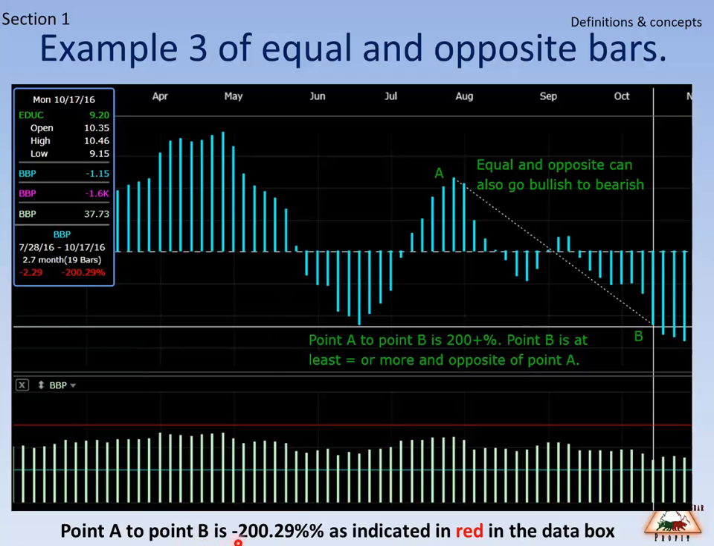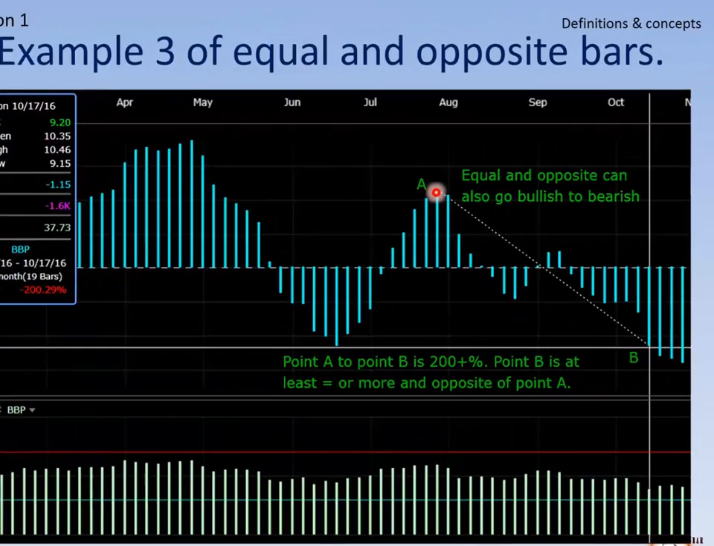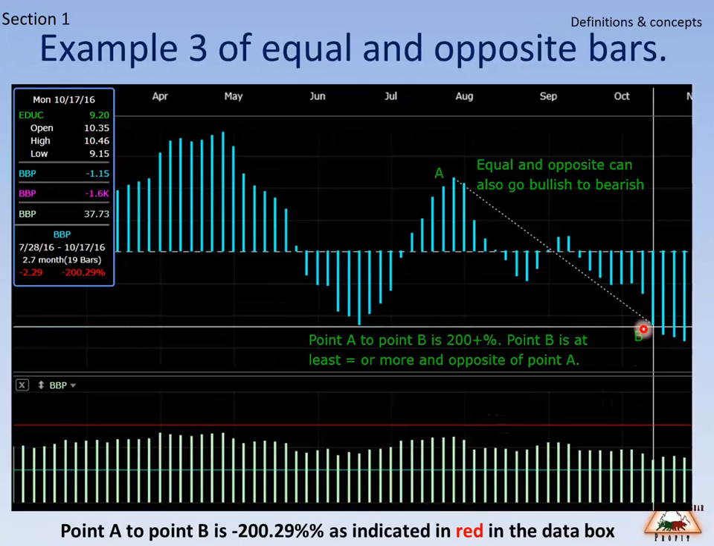Example 3 of equal and opposite bars. Here, point A to B is negative 200%, as indicated in red in the data box. So in measuring from here down, of course it's 200.29%. It's equal and opposite, and it can also go bullish to bearish, which is illustrated here. Bullish up here and it goes down to a bearish move. Point A to point B is 200+%, and point B is at least equal or more and opposite of point A. I think that point is driven home here.